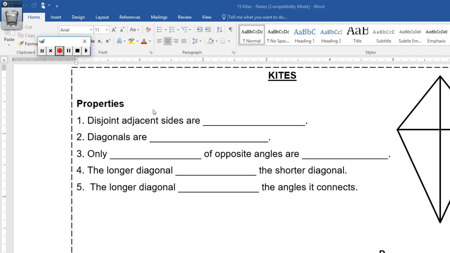So for our kites, the first property says that disjoint adjacent sides are congruent. So please remember that when we were learning about angles, we learned the word adjacent. The word adjacent means next to. So the two sides that are next to each other are going to be congruent. So if I look at my kite, this side is going to be equal to this side, and this side is going to be equal to this side, right next to each other.